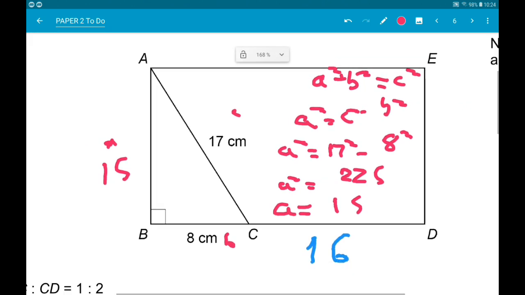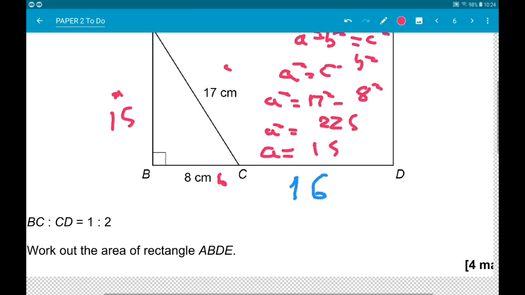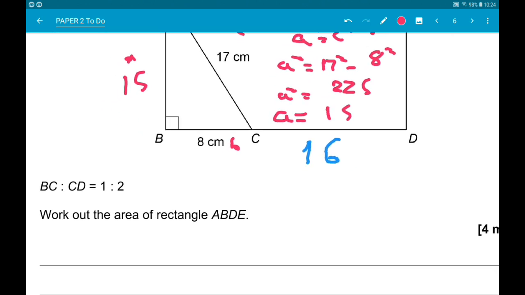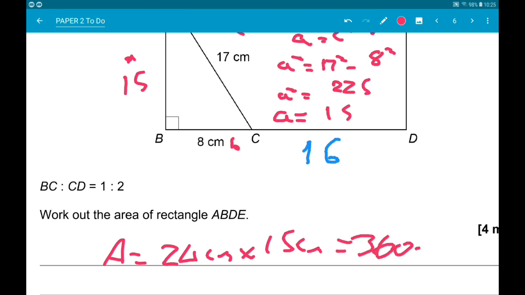So, now we can work out the area. The area is the base, which altogether is 24 centimeters, times the height, 15 centimeters, which is 360 centimeters squared.